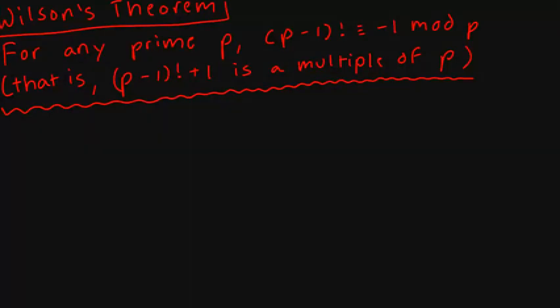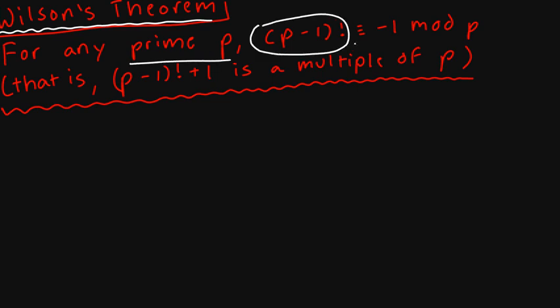Guys, today we will be talking about Wilson's theorem. What is Wilson's theorem? Wilson's theorem states that for any prime p, (p minus 1) factorial is congruent to negative 1 mod p. In other words, (p minus 1) factorial plus 1 is a multiple of p. So, let's break this down.